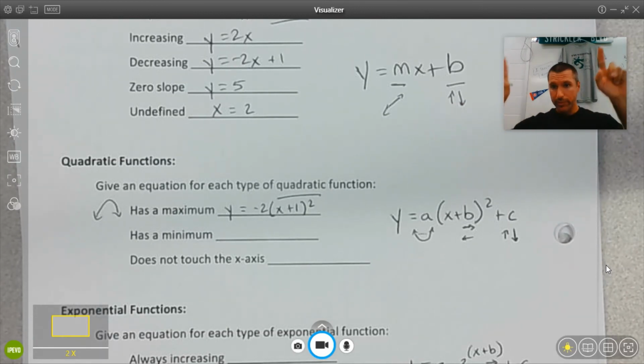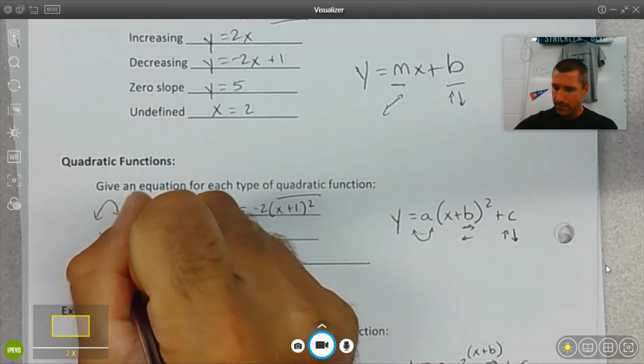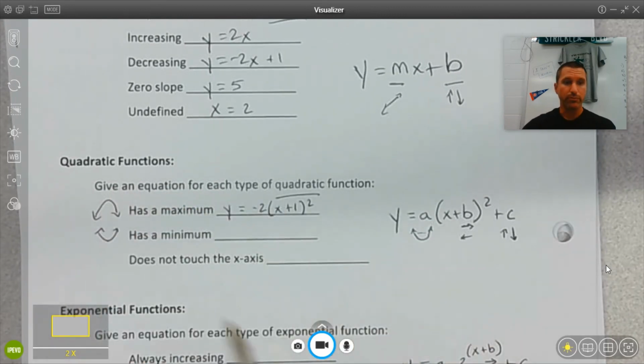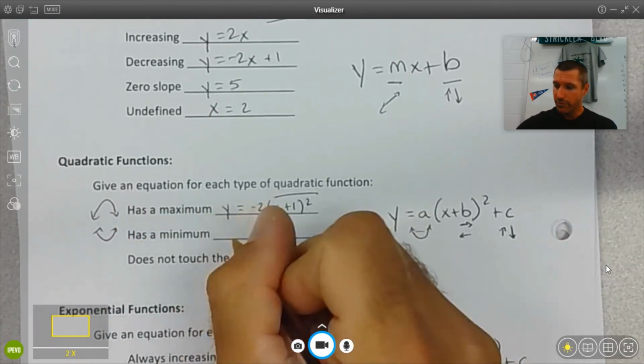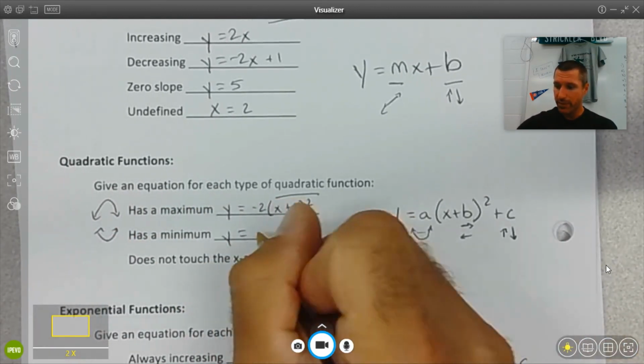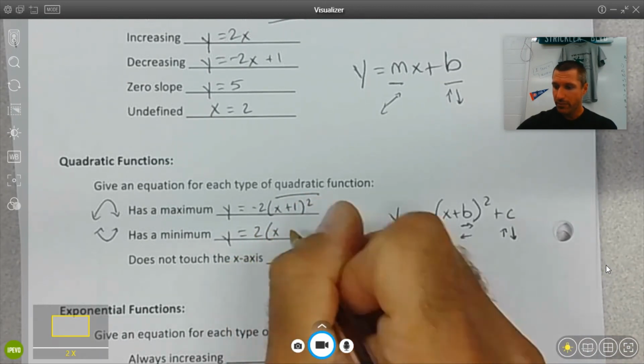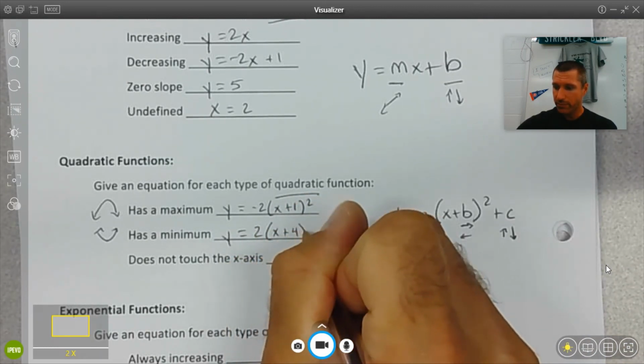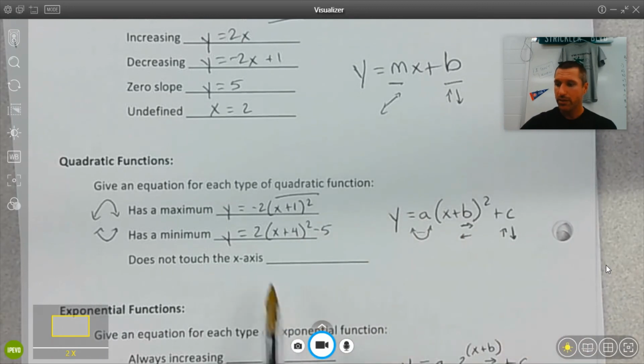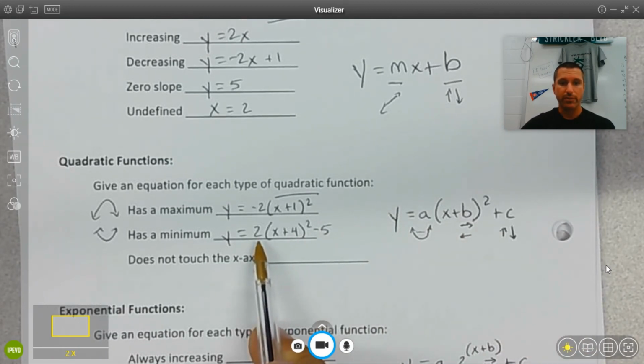Has a minimum, well, that means it's smiling at you like this, because that means it has a lowest point or a minimum right there. So you just have to have a positive a value. So let's just flip that to a 2. You could have x plus whatever you want, you could have something at the end. Doesn't matter as long as that number right there is positive.